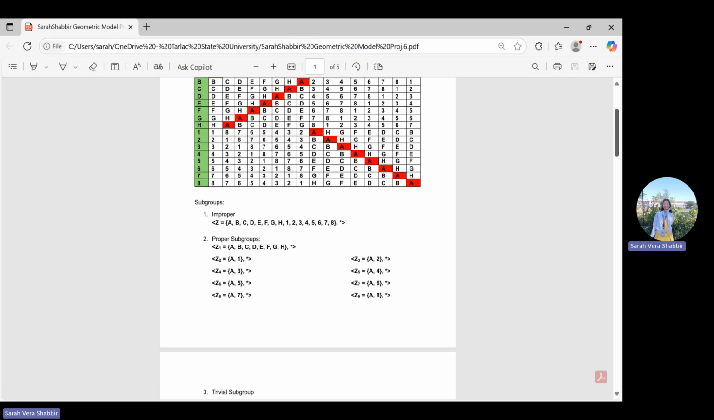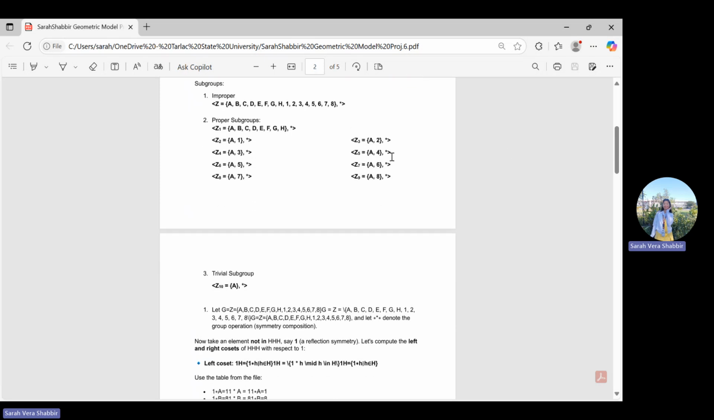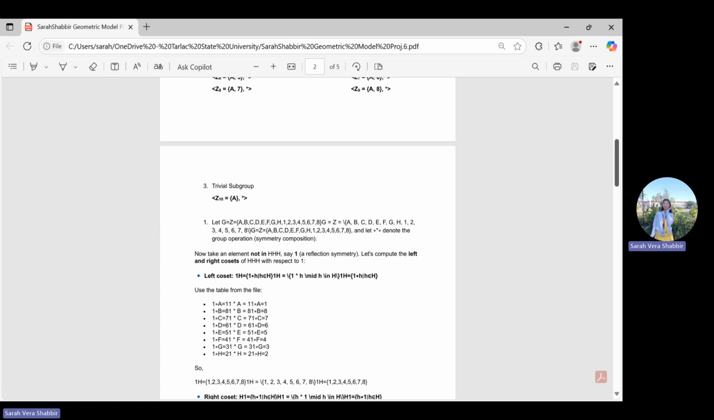Now, let's review the subgroups that we have found from the previous videos. Our improper subgroup is just the original set itself. For proper subgroups, we have nine proper subgroups. The first one is A, B, C, D, E, F, G, H star, and then A and 1, A and 2, and so on until A and 8. Lastly, our trivial subgroup only includes the identity element. Now, let G be equal to this; this is for the improper subgroup.